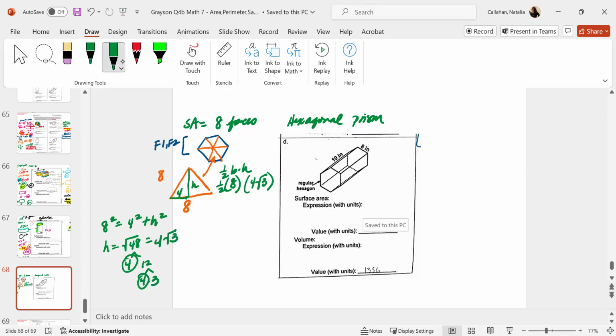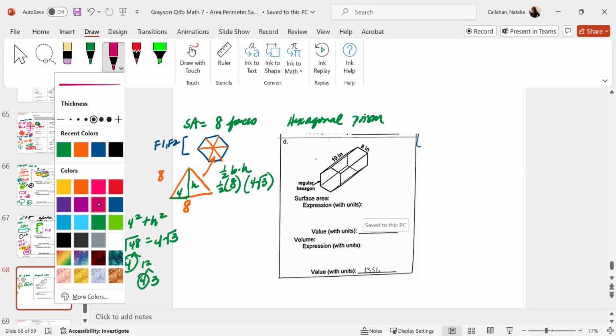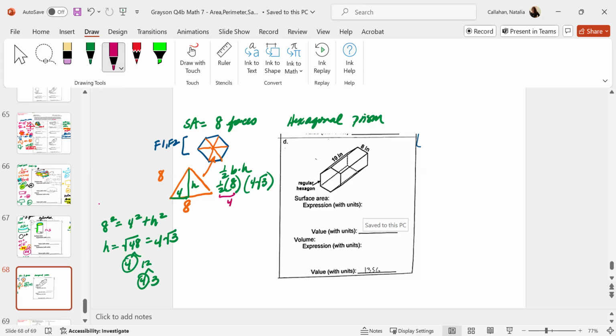That looks really ugly, so we want to clear that up a little bit. Half of 8 is 4, correct? Yeah. 4 times 4 is 16 square root 3. That is the area of the triangle, okay? How many do we have here? How many triangles? 6. 6 triangles. So I take this times 6, okay? 16 times 6 is 96, correct? Yeah. 96 square root 3 is the area of the base.